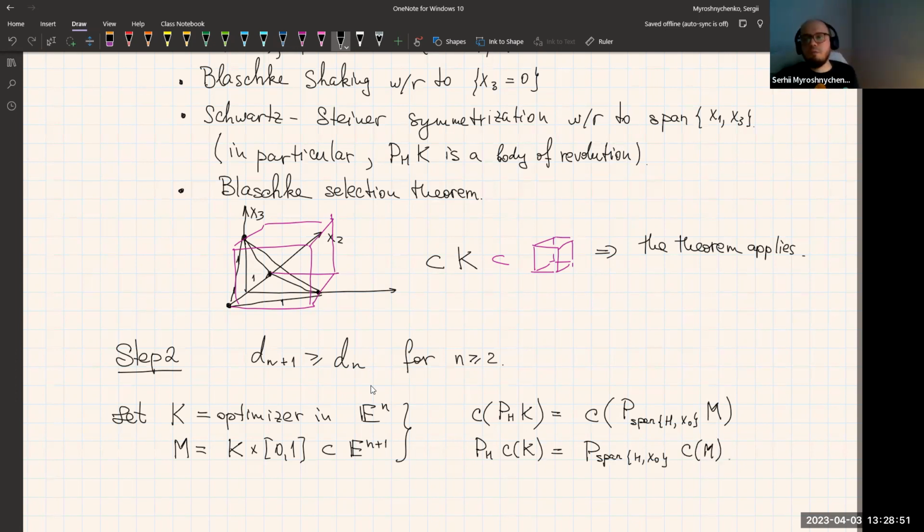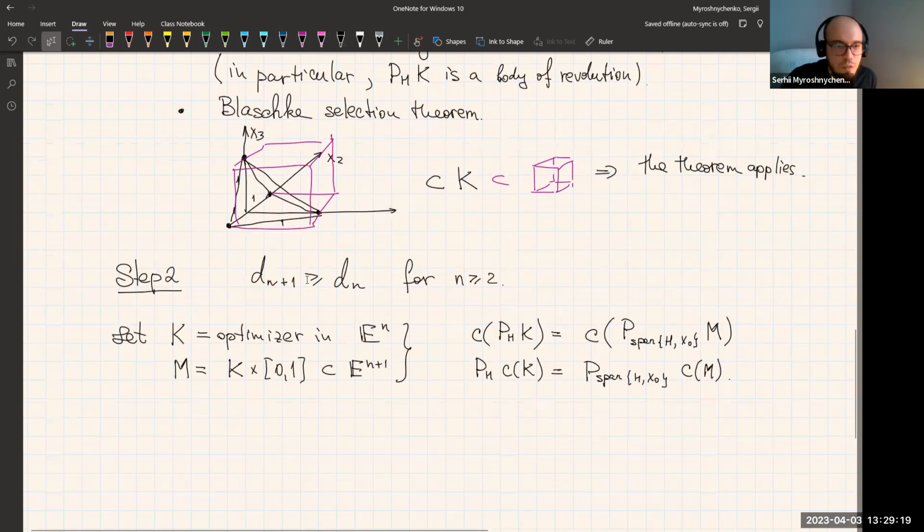So already, if you have an optimizer in the previous dimension, in higher dimension you can look at the cylinder, and for the cylinder the distance will be the same, but there may be even bigger distances. So we don't know, and that's why we conclude this part. Again, this has little to do with the previous step. It's just an observation that the distances will be non-decreasing. We'll use it a bit later.